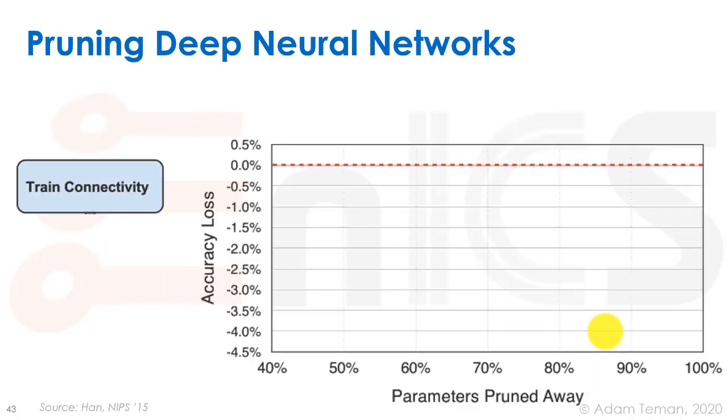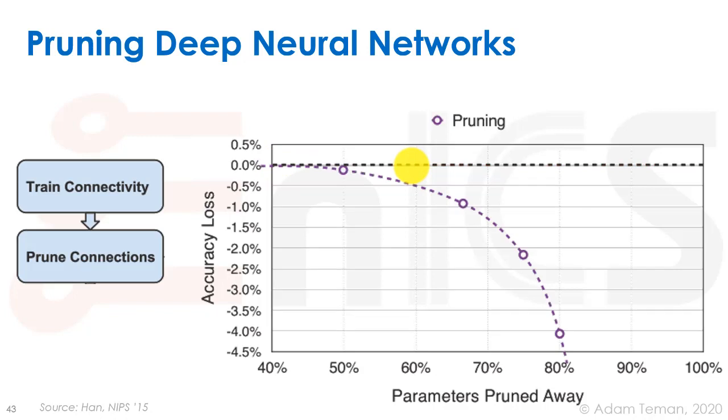So let's see how it works. At the beginning, we train the connectivities. We don't have any parameters that were pruned away, and we get a 0% accuracy loss versus our baseline. So this dotted line here is our baseline. Then as we start pruning away our parameters, we see that we lose accuracy on the y-axis.